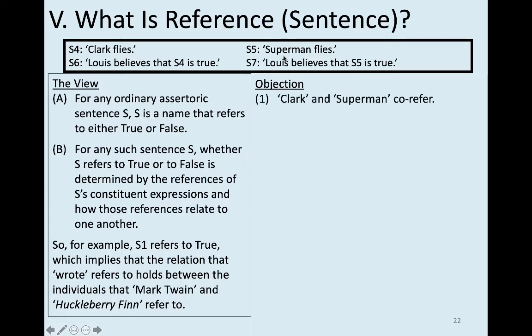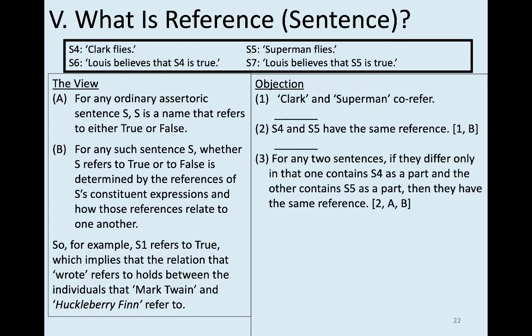Now, here's the objection. Clark and Superman, in fact, refer to the same person. So by this principle here, B, S4 and S5 have the same reference. They refer to the same thing. Now, it follows that for any two sentences, if they differ only in that one contains S4 as a part and the other contains S5 as a part, then they have the same reference. So why is that? Because since Clark flies and Superman flies have the same reference, if you stick them in two sentences that are otherwise equal, those sentences are bound to have the same reference.